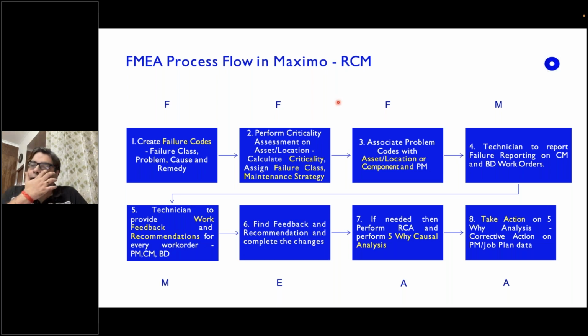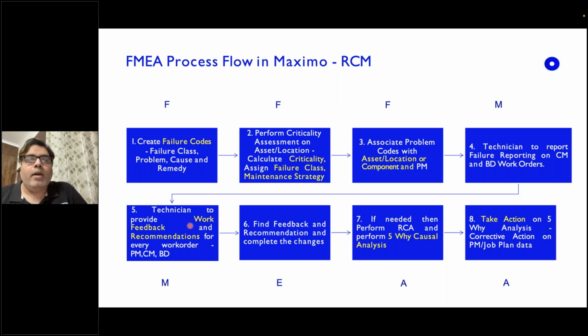After that, you are going to give the technician the ability to do failure reporting, specifically on CM and BD work orders. Because what happens many times, we have seen that organizations do not maintain proper failure code data, or the technician does not fill in what was the problem that happened, right? So we need to do this.